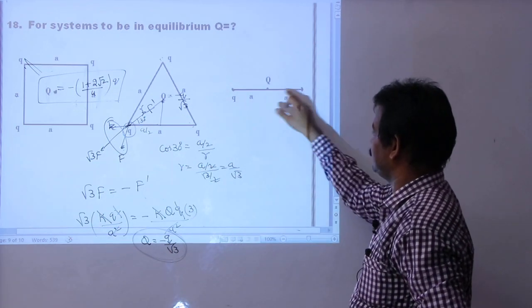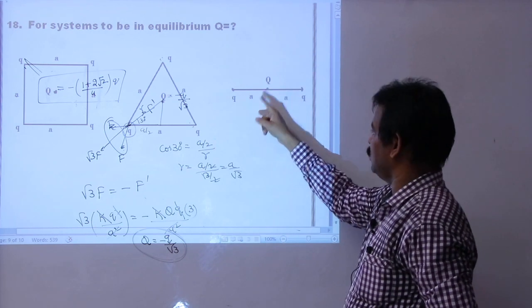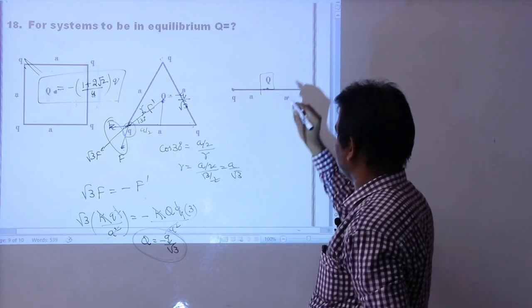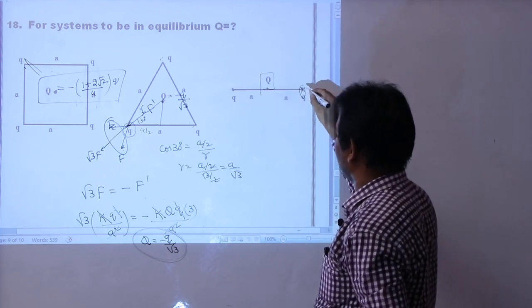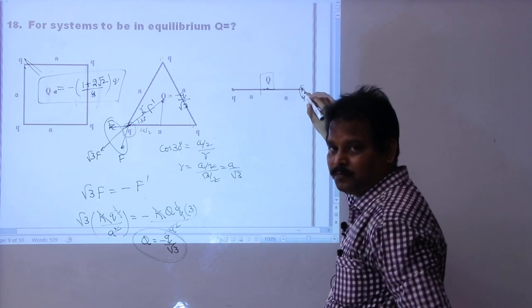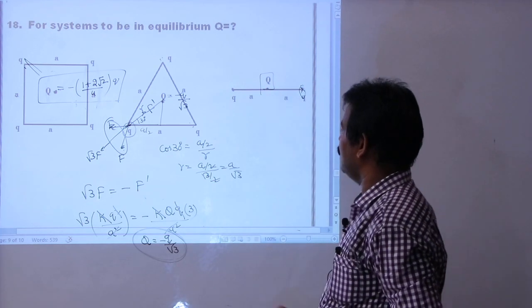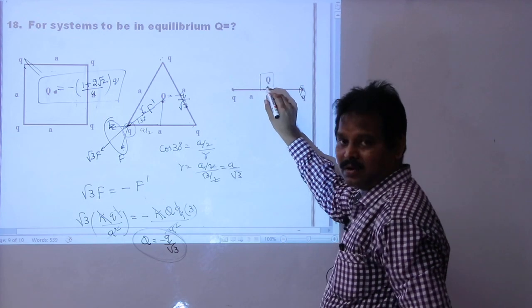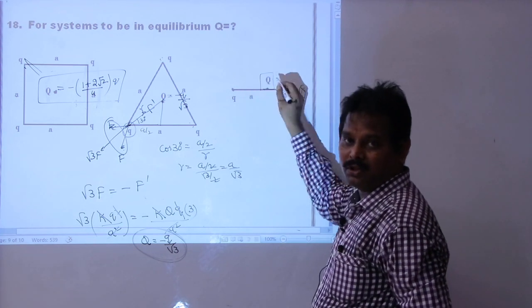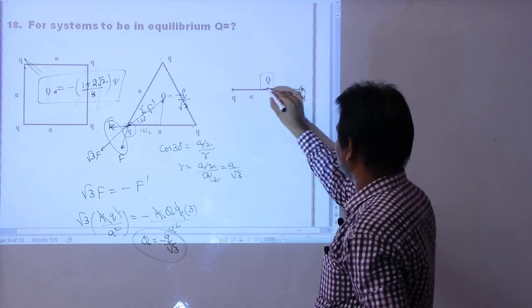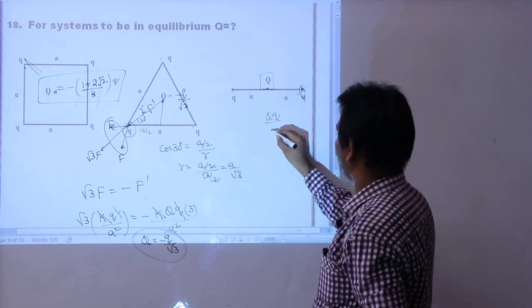Now the third case, where there are two charges at two ends of a straight line whose total length is 2a, and a charge q is placed at the center. So for this system to be in equilibrium, net force means the force experienced by any charge must be equal to 0, either this or this. But I am not taking this one. Why? Because if I take the force experienced by this charge to be 0, these two will get cancelled, and we cannot find the q value here. So I am taking this one.